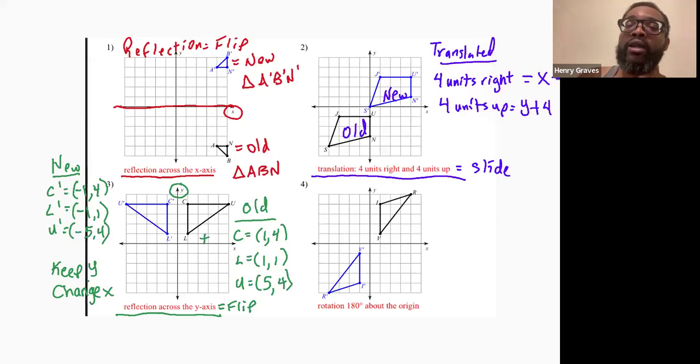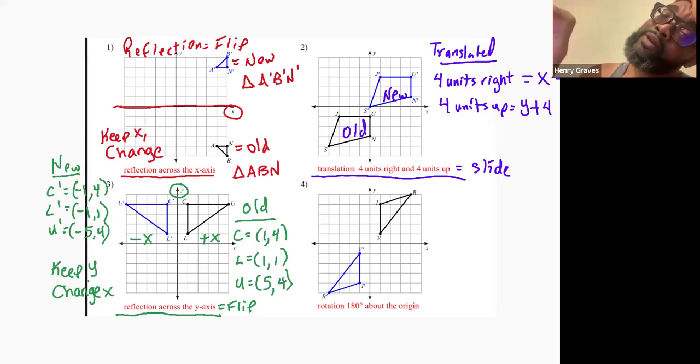If you look at number 1, I was essentially doing the same thing too. Well, not exactly, but I was reflecting over the x-axis. It should have been red. There we go. So I would have kept x and changed y when I reflected across the x-axis. I wonder if I have enough space. Yeah, I can do it up here.